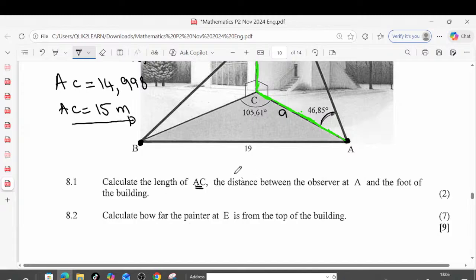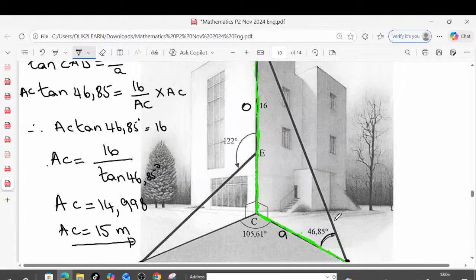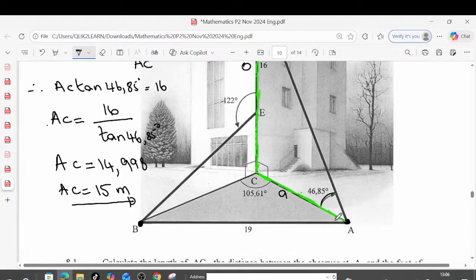Calculate how far the painter at E is from the top of the building. Yes. Guys, look at what you need to do here. So we can first find, they want the length of AC. We are looking for the length of that AC. What is that AC equal to?